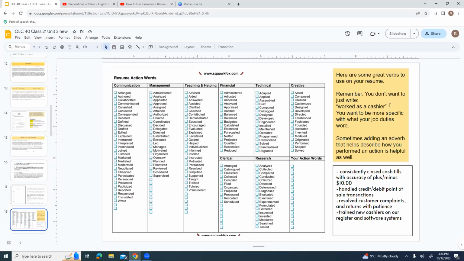Sometimes you can add an adverb that describes how you performed an action as well. You don't want to overdo that one, but it can be helpful if you want to differentiate yourself. So for example, consistently closed cash tills with an accuracy of plus or minus $10. That means something to somebody who's looking for an accurate cashier. Handled credit, debit, point of sale transactions. Resolved customer complaints and returns with patience. Awesome. Trained new cashiers on our register and software systems. You maybe only trained somebody once, but that's fine. That counts as a job duty. Okay, here's an example.